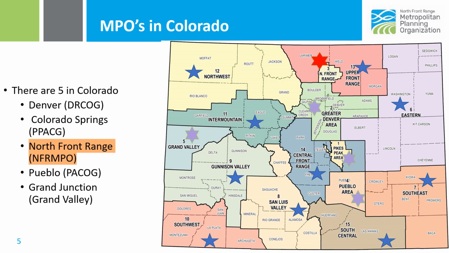The 5 MPOs are listed in order of population from high to low, with the NFR MPO being in the middle. With each decennial census, boundaries are modified for the MPOs, and they affect the regions surrounding them. In the NFR MPO's case, this is either Upper Front Range or the greater Denver area.